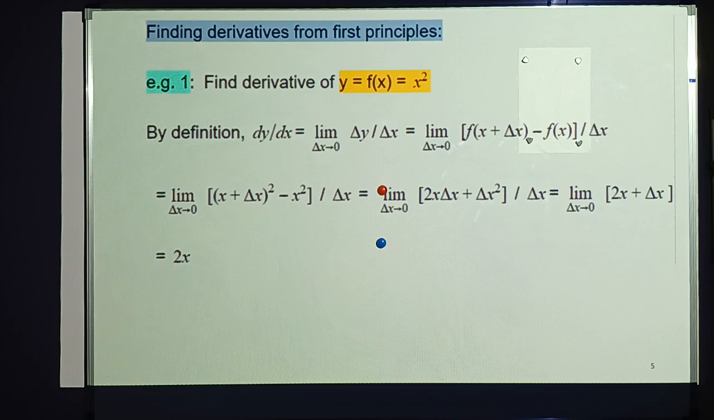Finding derivatives from first principle. This is the first example. We have a function y equal to f of x equal to x square. So this function is the mapping between x and x square. So to find the derivative of this function from first principles.